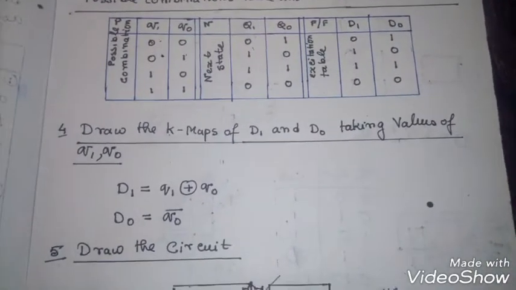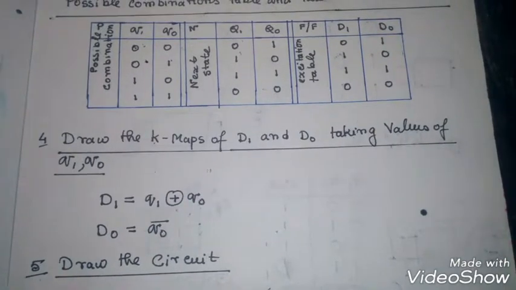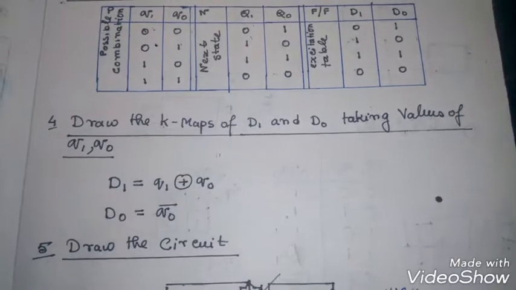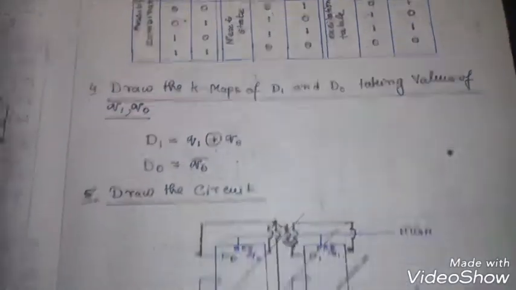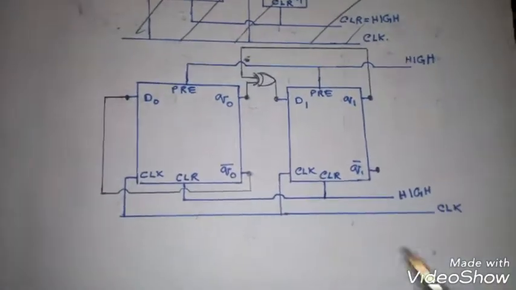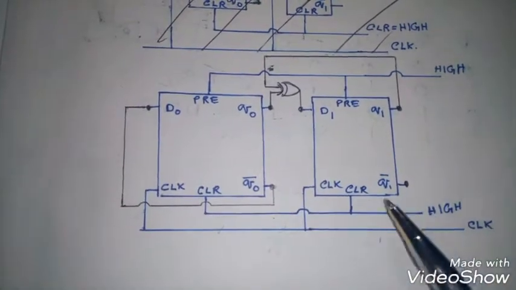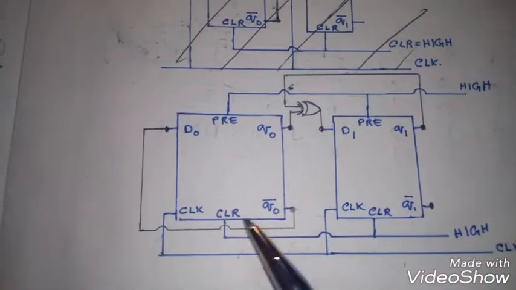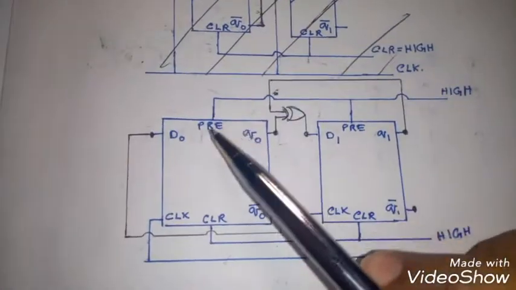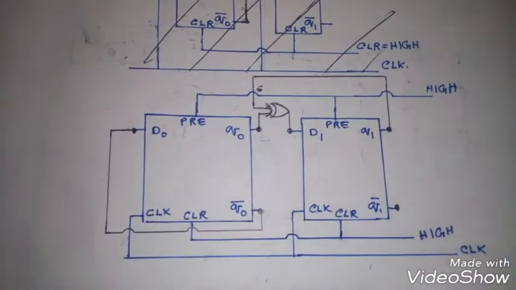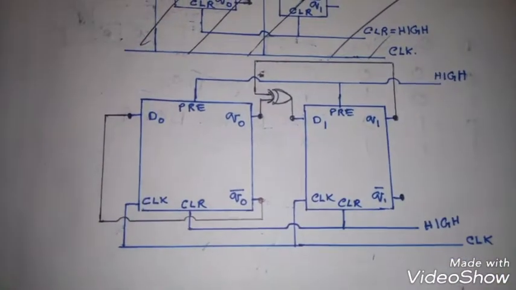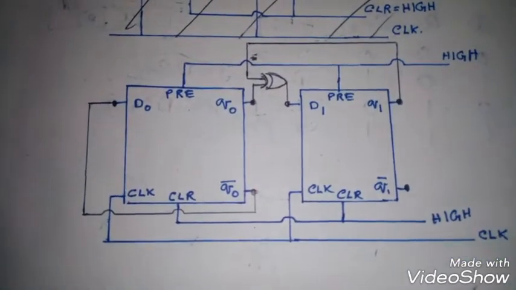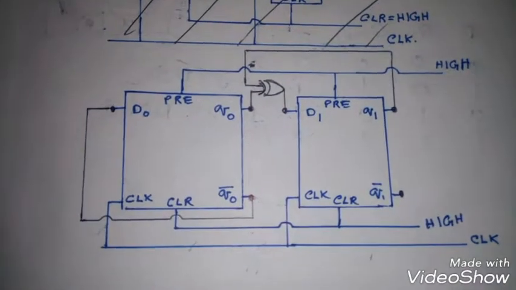Now once you get the Boolean expressions of D0 and D1, we should not wait, and directly we should move on to how to draw the circuit. First of all, I need to draw two D flip-flops, and all the clock connections have to be made, all the clear connections have to be made at high, and all the presets have to be made at high. This is the first thing you should do while drawing a synchronous counter, or a synchronous ring counter, any type of synchronous counter.